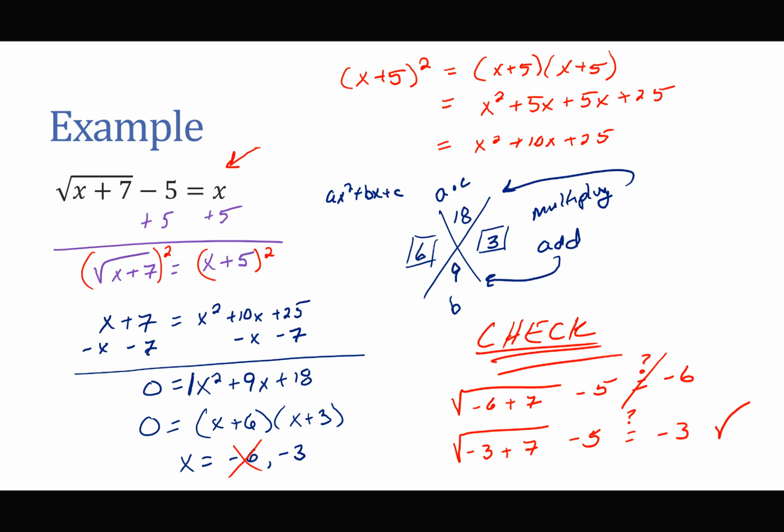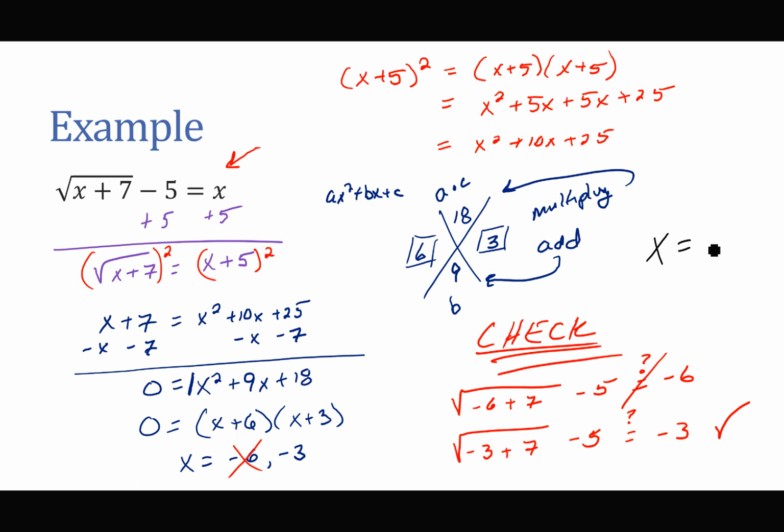If you do your check and none of your answers work, you made a mistake. Go back and look through your workings. You made a mistake somewhere. Okay? It's very common for one to be an extraneous solution, but you're never going to have both of them being extraneous solutions.